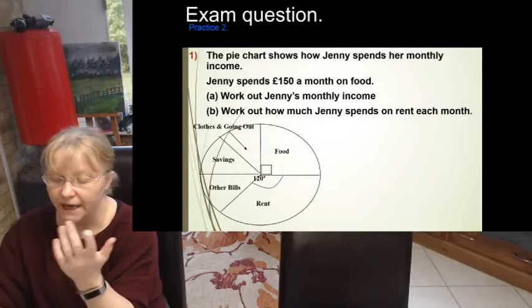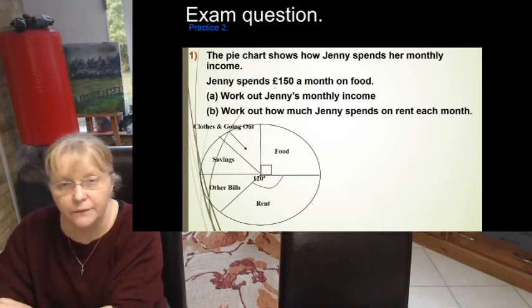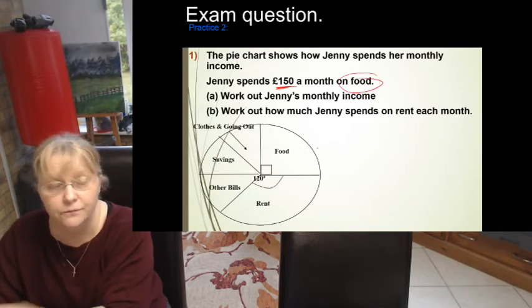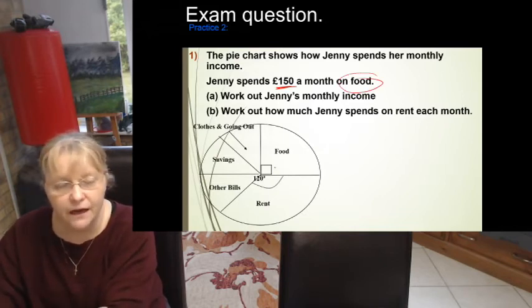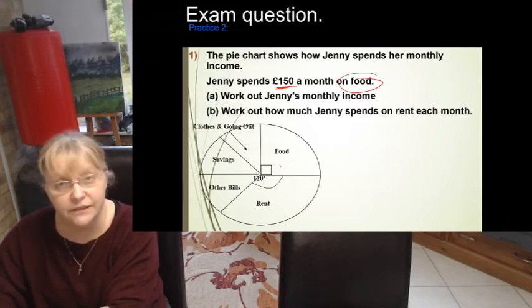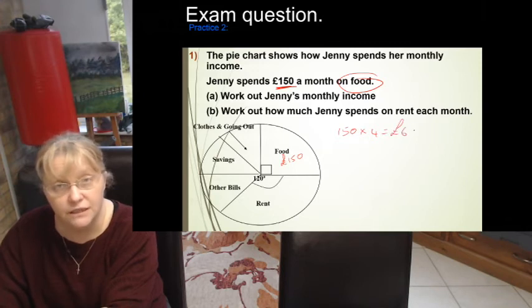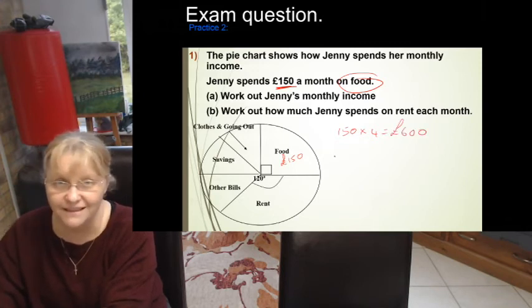Okay, welcome back. So let's see what we have to do. So it says here that Jenny spent £150 on food. Okay, what does that mean? If I look at this, I see that this is 90 degrees. So Jenny spent £150. Now as I can get, this is a quarter, I can get 4 of these shapes into a circle. I know that to find out the total income, I have to multiply £150 by 4, which means she earned £600. Hopefully that makes sense.